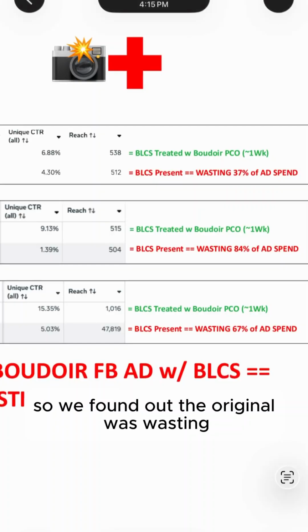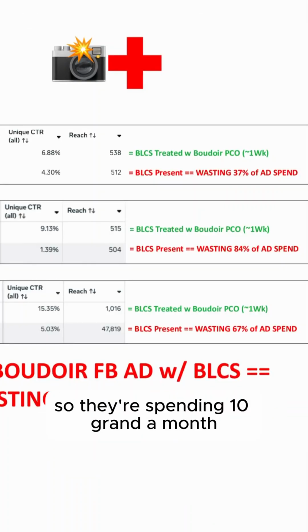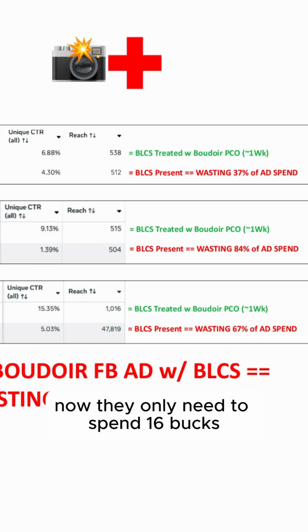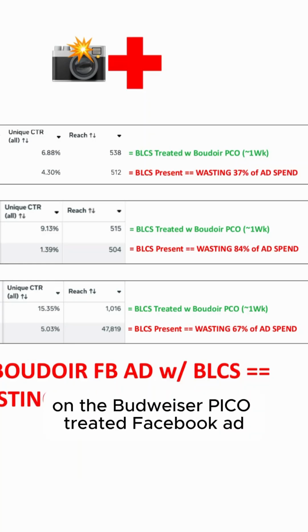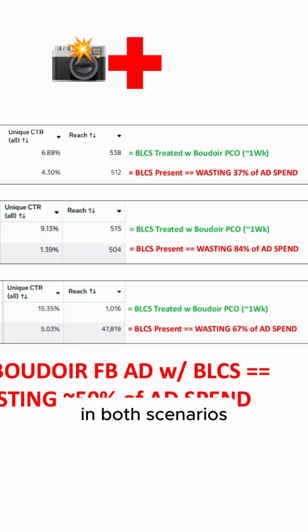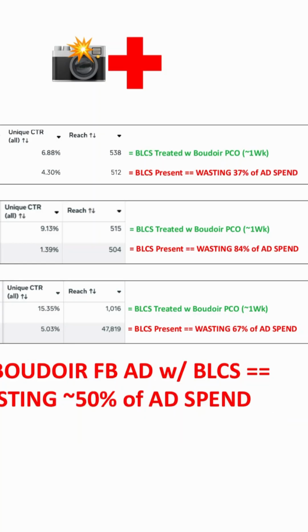So we found out the original was wasting 84% of its ad spend. So they're spending 10 grand a month on the original boudoir Facebook ad. Now they only need to spend $1,600, 1.6 grand a month on the boudoir pico treated Facebook ad to get their ad into the same number of women's brains in both scenarios. So as a result, we're eliminating $8,400 a month in wasted boudoir Facebook ad spend.